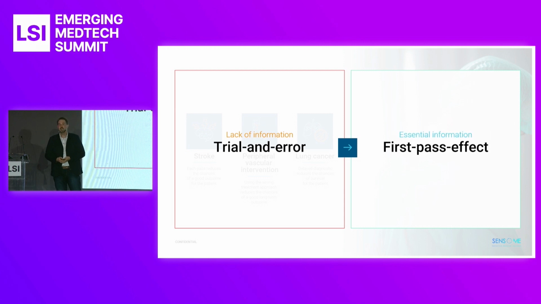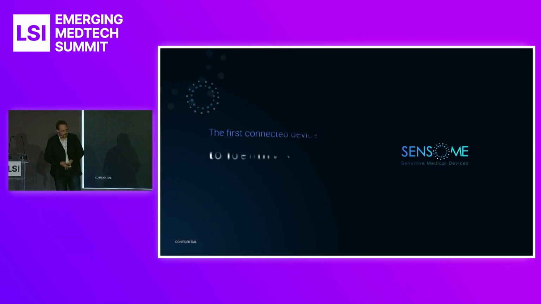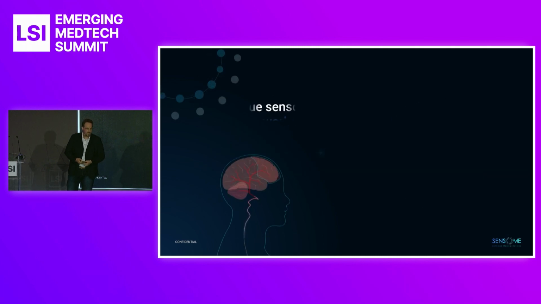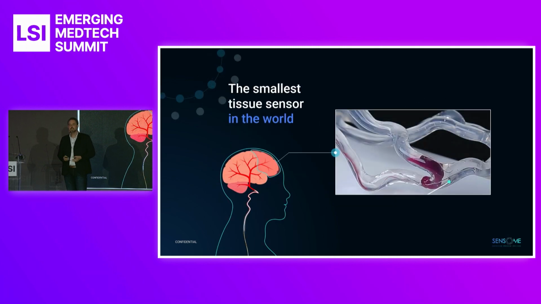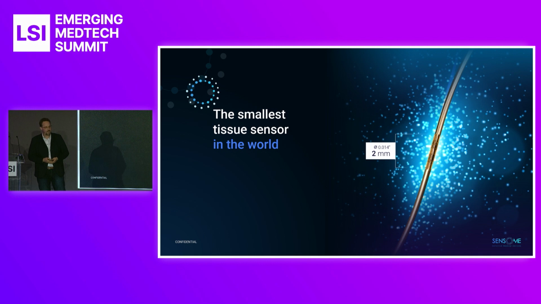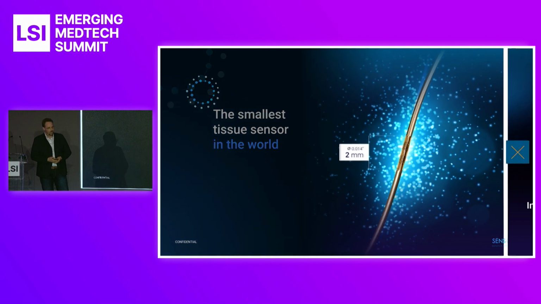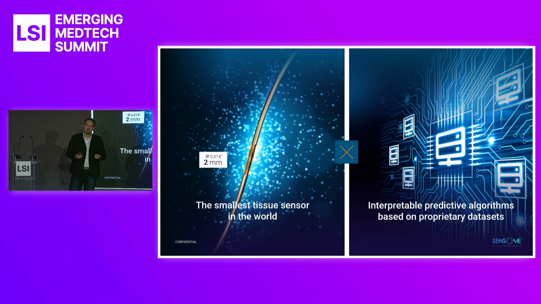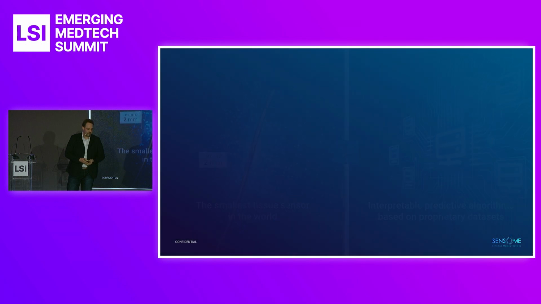And this is exactly what Sensome is doing. We've developed the first connected medical device that integrates our sensor technology, allowing to characterize the lesion while you're treating in real time. To this end, we've built the smallest impedance-based tissue sensor in the world that we are seamlessly integrating with medical devices, and combine this with our interpretable predictive algorithms that allow us, based on impedance, to determine the tissue that we're in contact with.